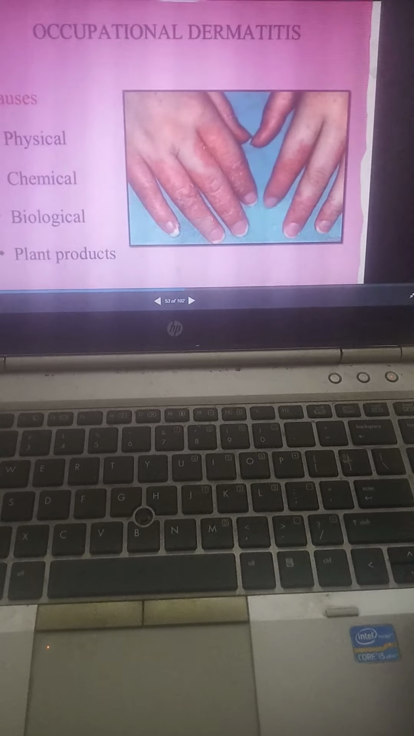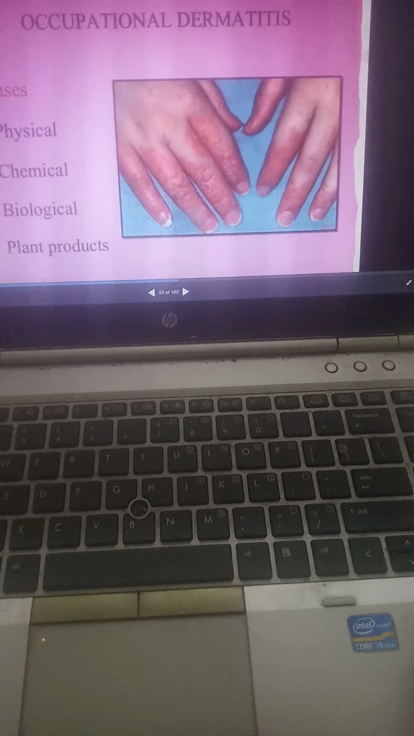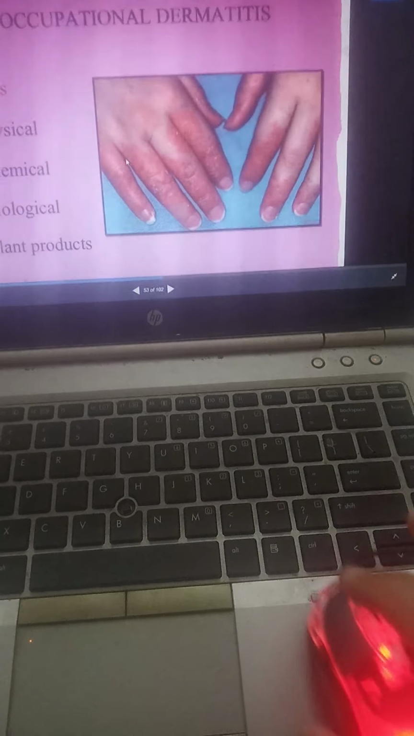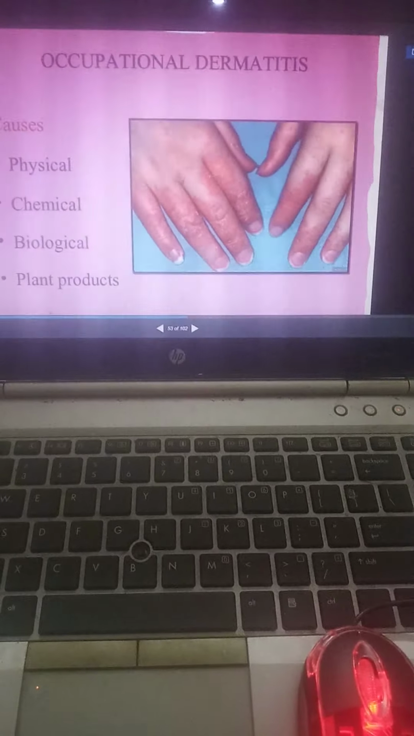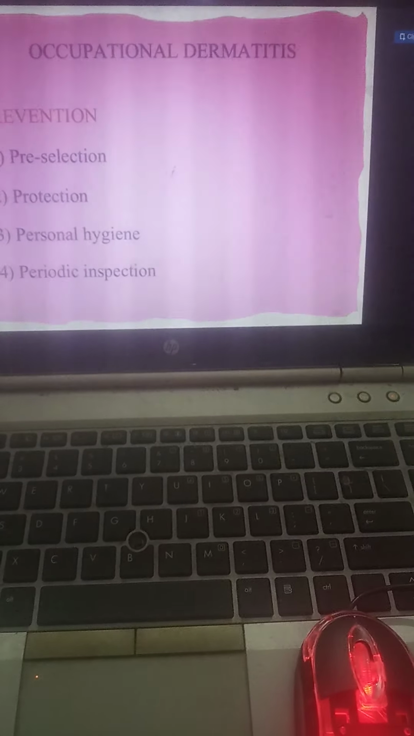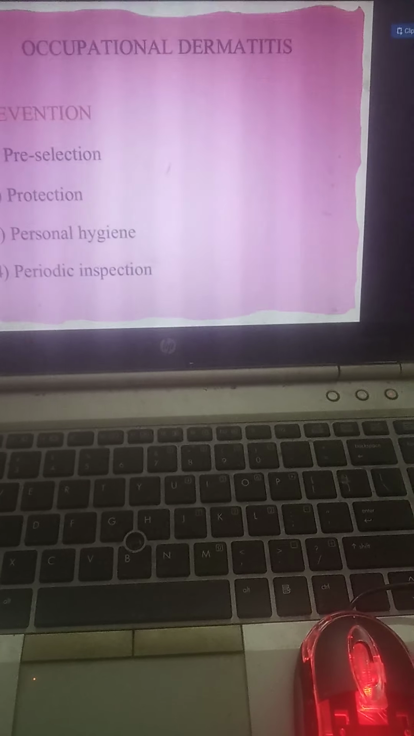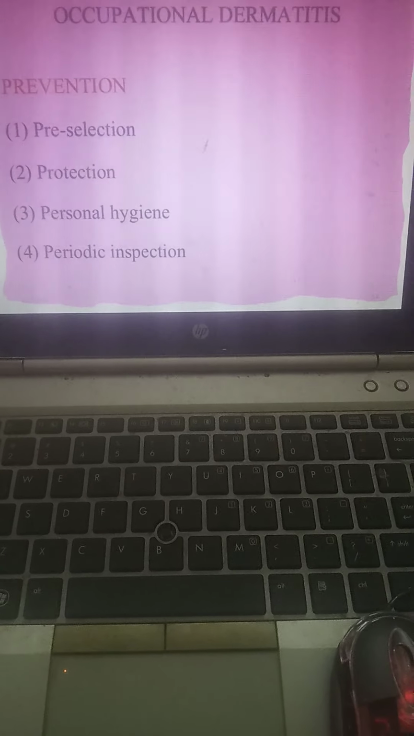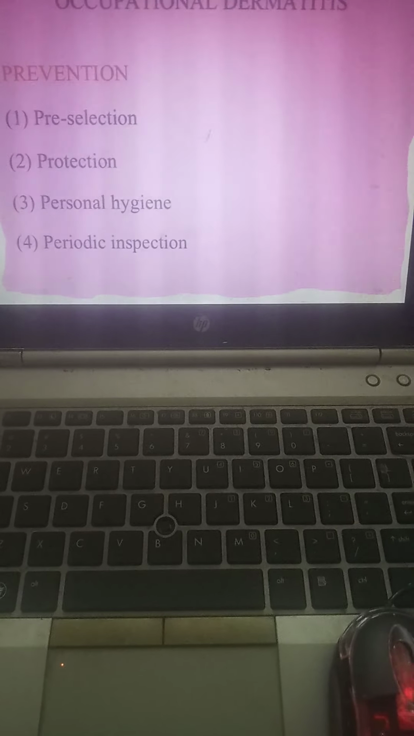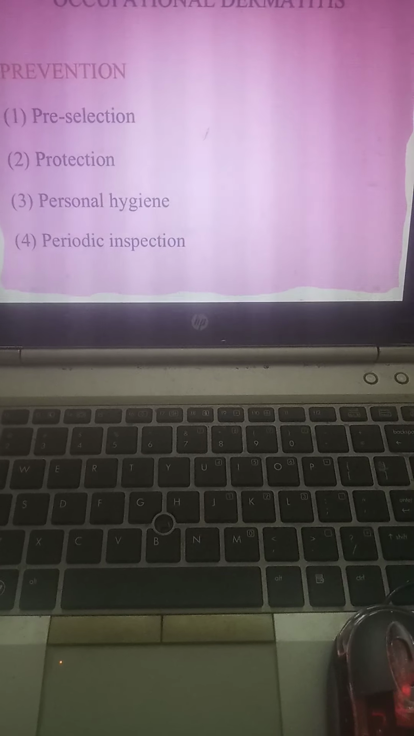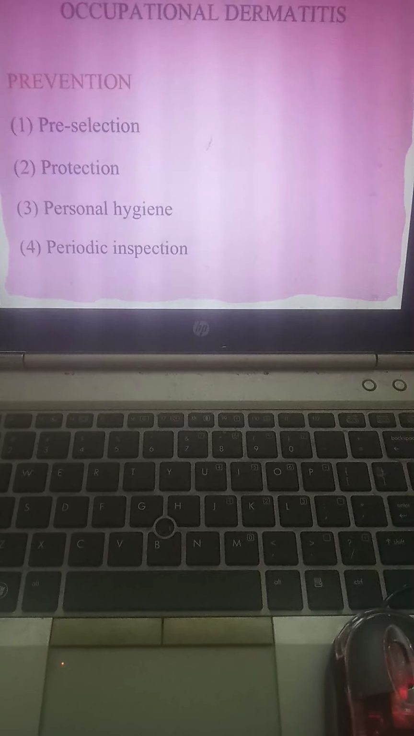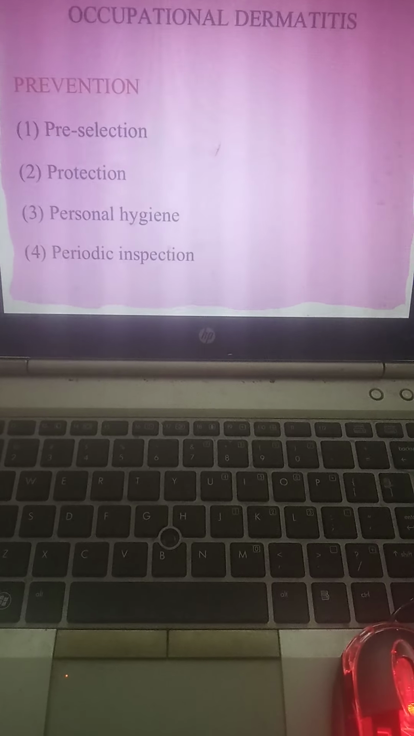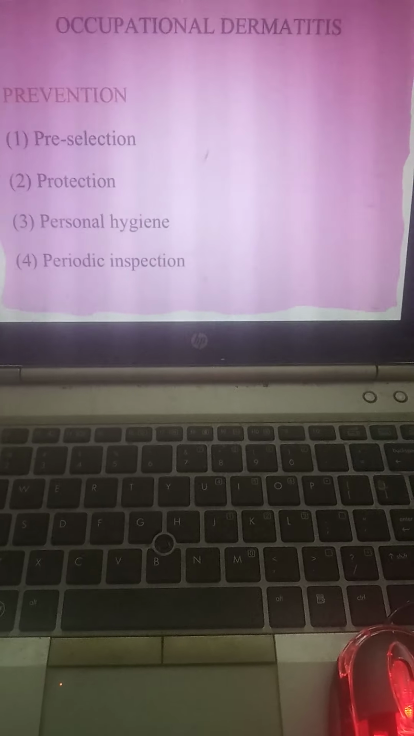Now, the causes of occupational dermatitis are physical, chemical, biological, and plant products. They can cause occupational dermatitis. Prevention can be done by pre-selection. You can select only those who are healthy at the time of recruitment, who don't already have any existing allergic condition or eczema or urticaria, which can further be aggravated by working in an environment where contact dermatitis is common.